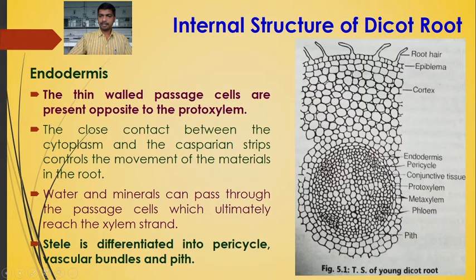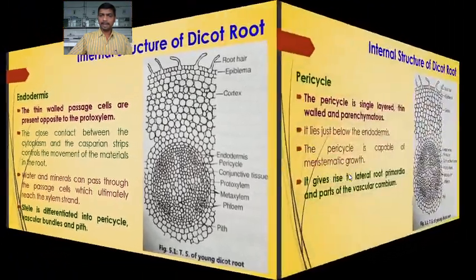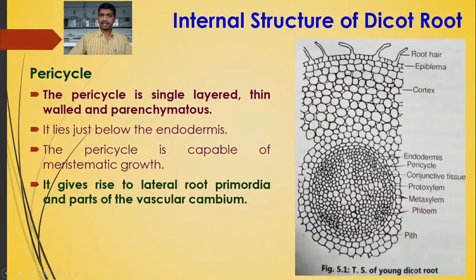Now next to the endodermis is a single-layered pericycle. So the pericycle is single layered, thin walled and parenchymatous. In this diagram, this is the pericycle, which is present next to the endodermis. It lies just below the endodermis. The pericycle is capable of meristematic growth. So the cells of the pericycle are divisible, they divide and add new cells.